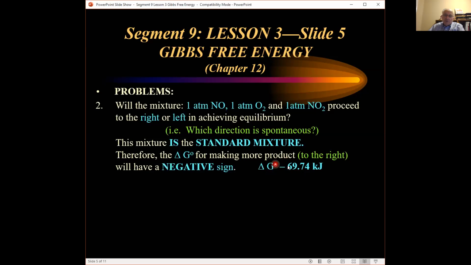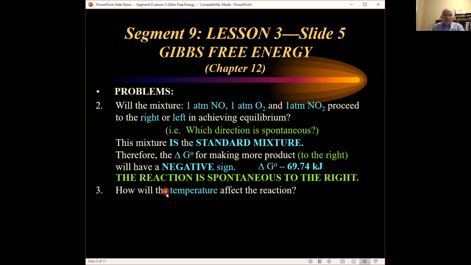Delta G standard was minus 69.74, which means it will achieve equilibrium going to the right from that mixture, that's 1/3 NO, 1/3 O2, and 1/3 NO2. It is spontaneous to the right. Now, will the temperature affect that reaction?